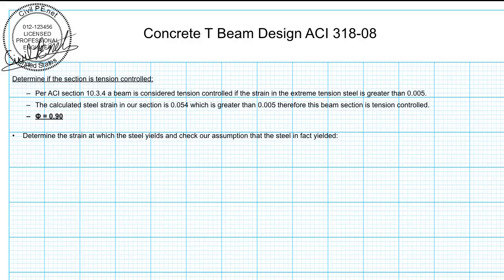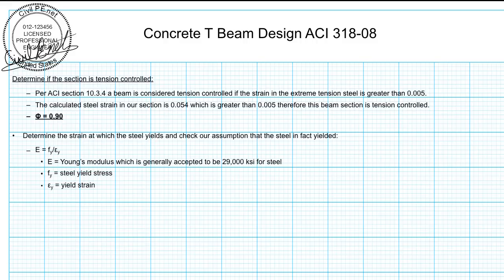So once again, we can check to see that the steel yields as we assumed. Like I've mentioned in previous videos, we've pretty much committed to memory now that for 60 KSI steel, it yields at a strain greater than 0.00207. Our strain is 0.054, so we already know that it yields, but let's run through this one more time.